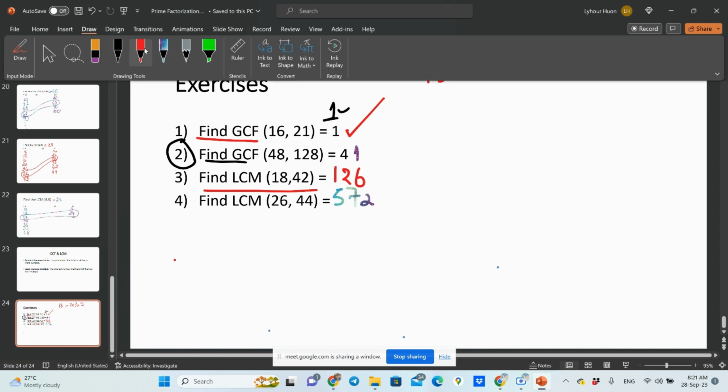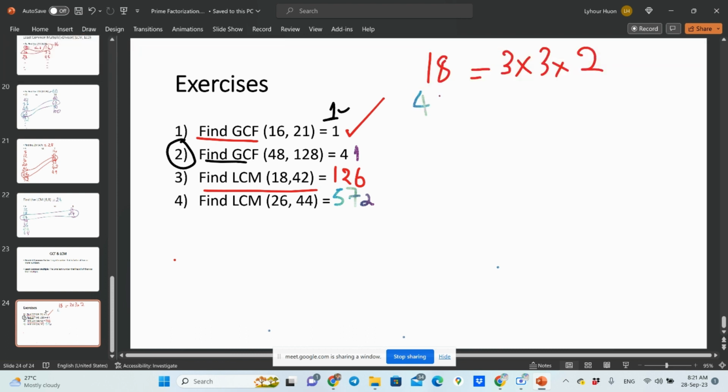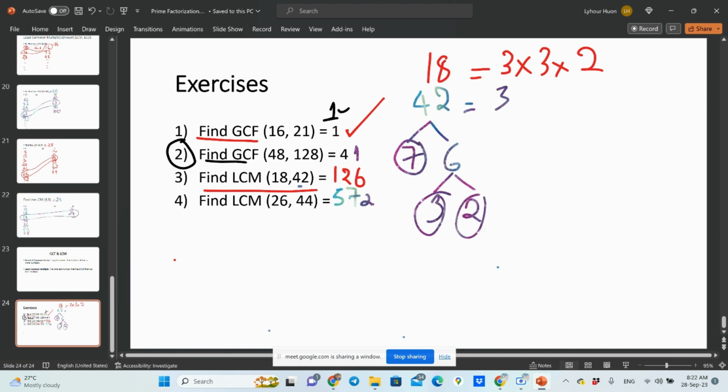So let's do the other one. The other number is 42. Sorry, I was looking at the wrong one. So 42 is composed of what numbers? 7 times 6. And 7 is a prime number already. How about 6? It isn't, so it's 3 times 2. That's all the prime numbers: 3 times 2 times 7.